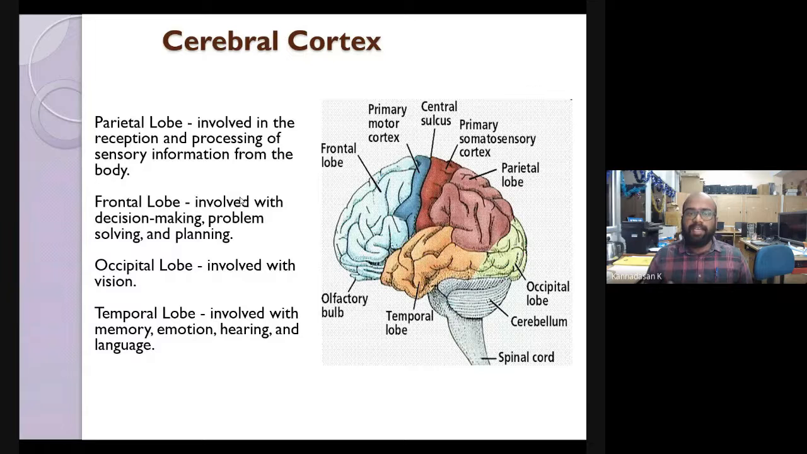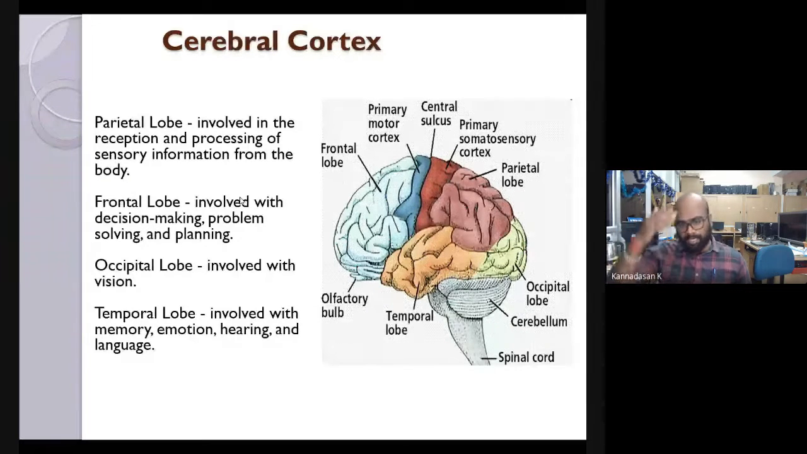Each and every area of the brain corresponds to different activity. The parietal lobe is concerned with the reception and processing of sensory information from the body. Assume someone is touching you or you are feeling something. Sensory information is what you are seeing, smelling, vision related, hearing related, whatever it is. The reception and processing of those signals is done by neurons in the parietal lobe, the mid part.